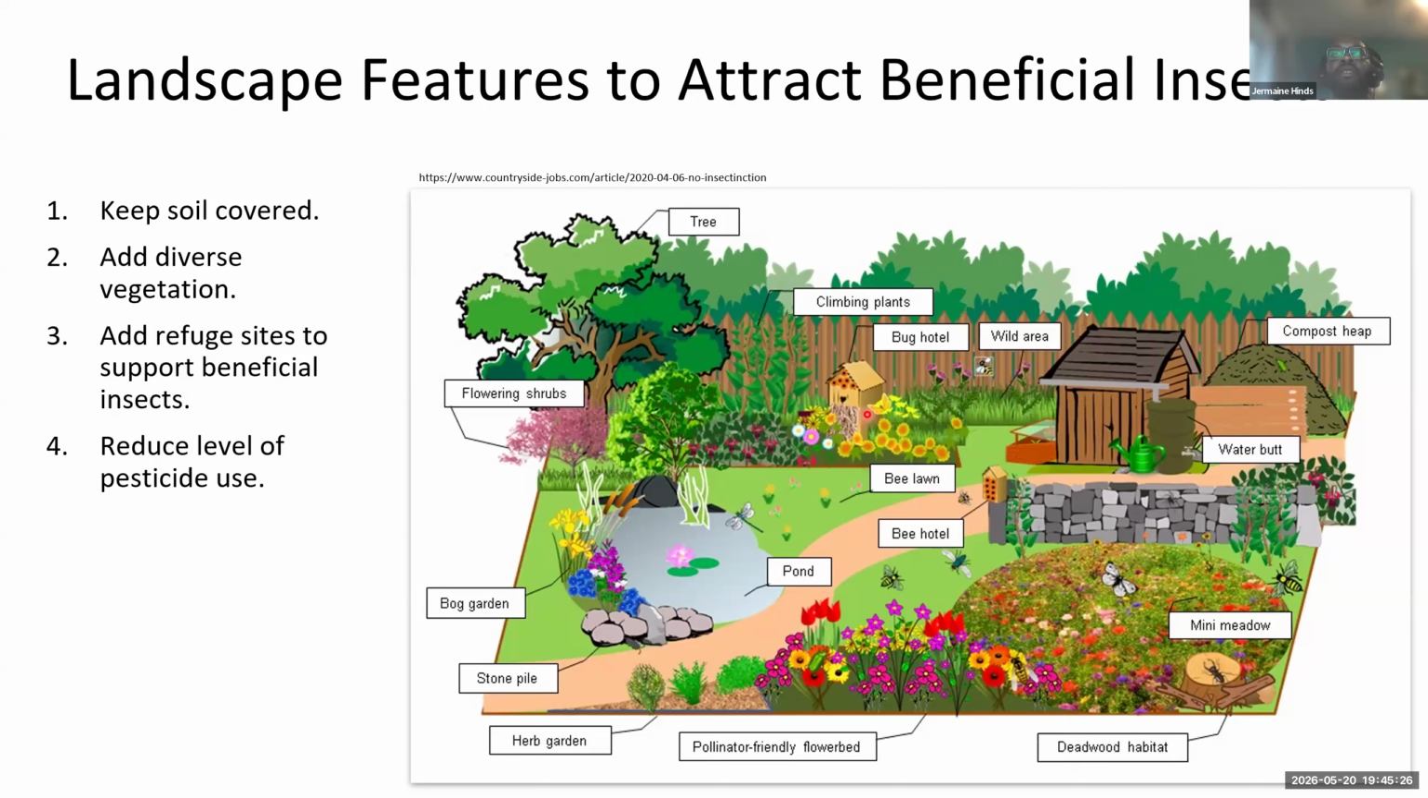Unmowed areas. This is a bug hotel. It just includes these different tools and hollow areas for different insects to come and go. A water resource like a pond or something like that. Stone piles are important for predators or different insects that decompose plant matter. Trees are super important for the resources that they provide to insects. Just having that diversified, robust habitat, build towards that, and you'll see many different species visiting.